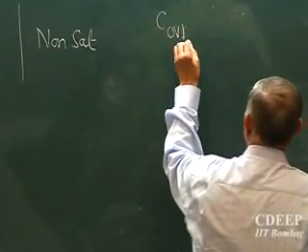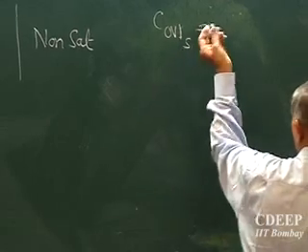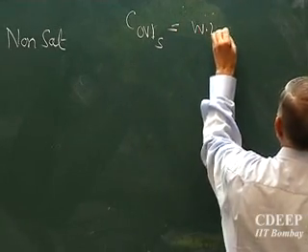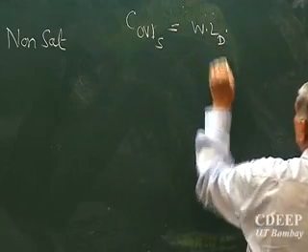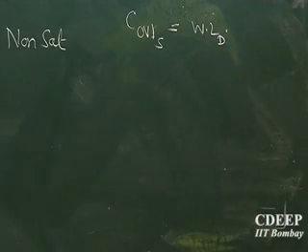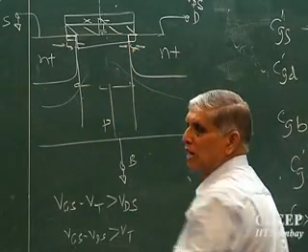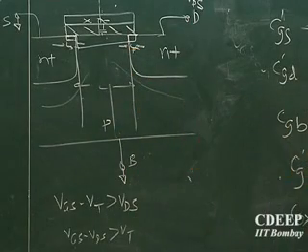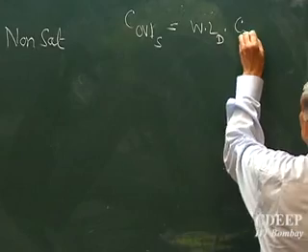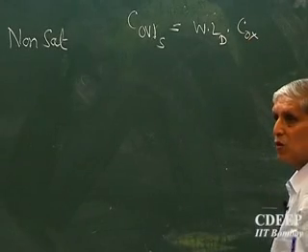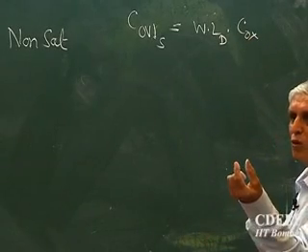So you can see C overlap for source side is how much? Let us say some value. W into L of course is area. LD is called the overlap. In general, source and drain will have same overlaps, but in an asymmetric device, this may be different. So W into L into Cox. Only thing, the area for the overlap is W into LD.